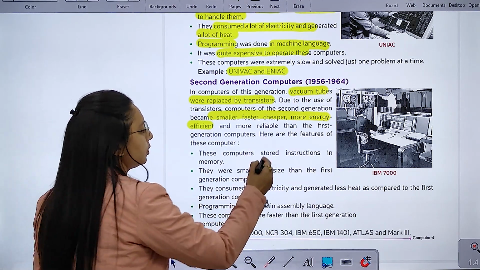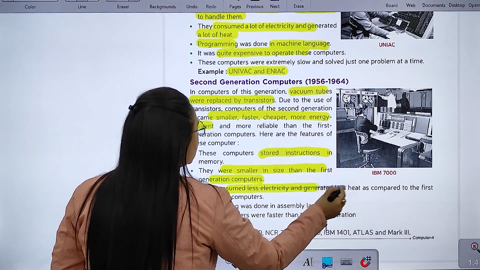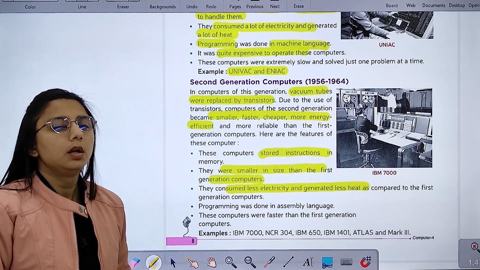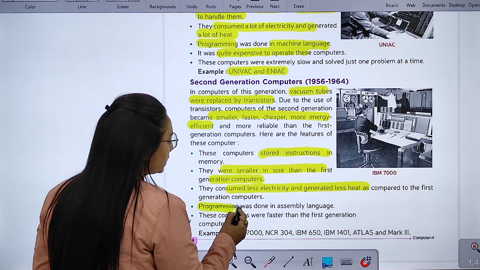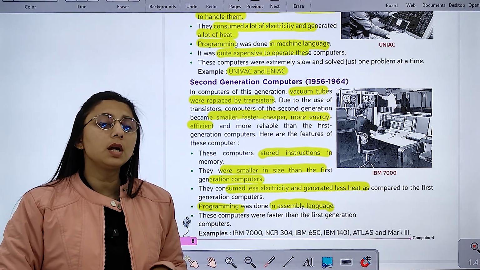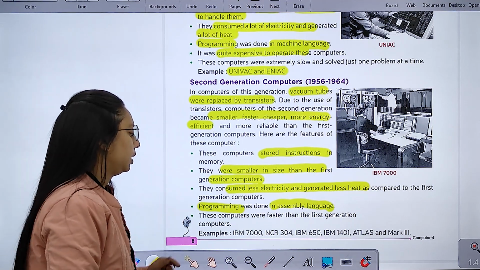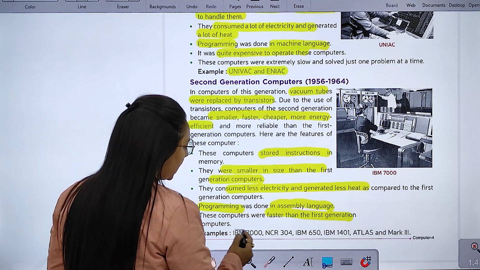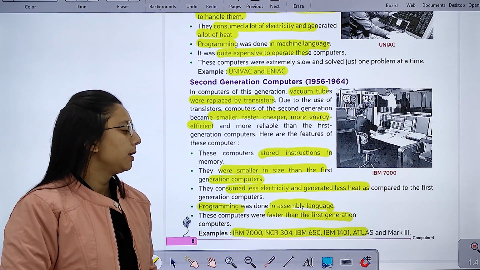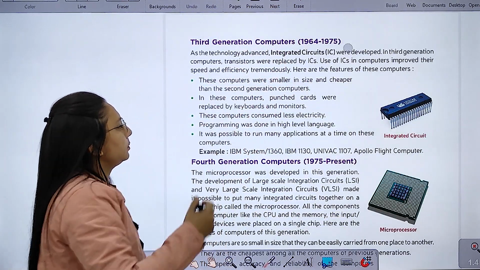These computers stored instructions in memory. They were smaller in size than the first generation. They consumed less electricity and generated less heat compared to first generation computers. Programming was done in assembly language, whereas in the first generation it was done in machine language. That difference you have to keep in mind. They were faster than the first generation, like IBM 7000, NCR 304, IBM 6050, IBM 1401. These are second generation computers.